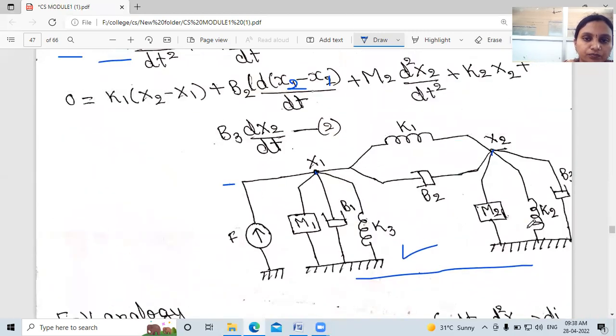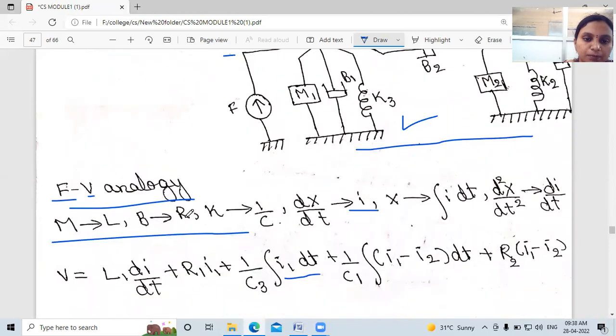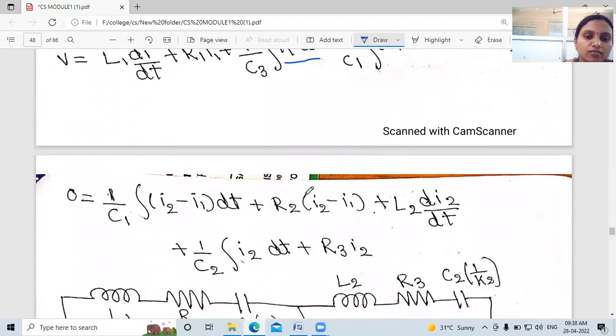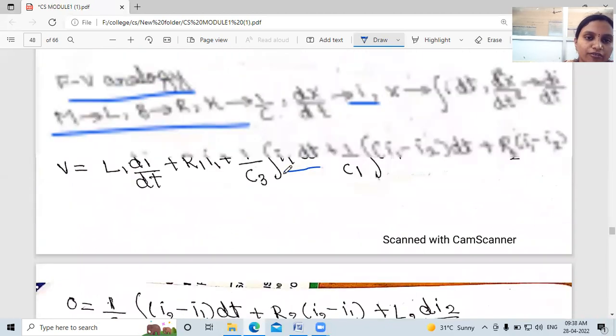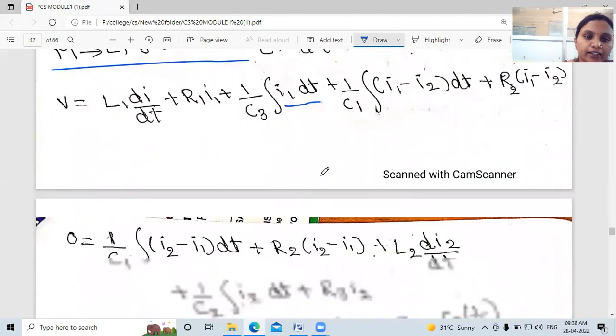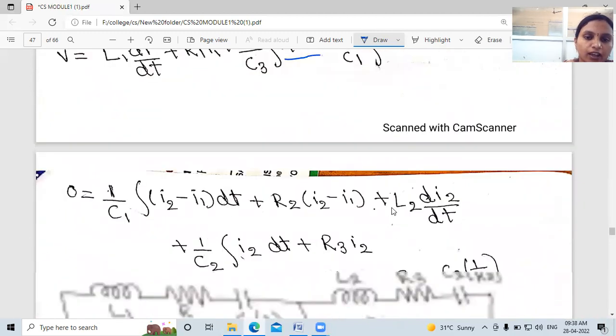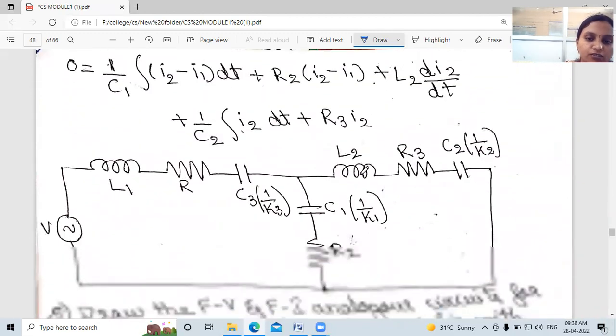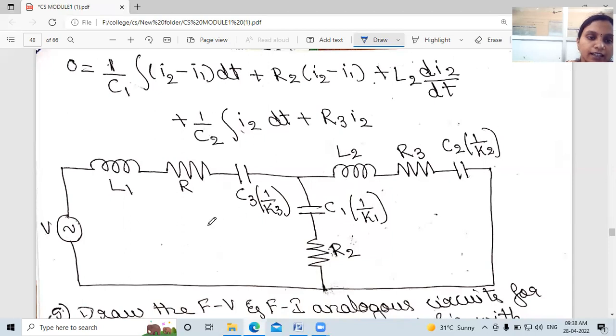Here B2 is replaced by R2, and K is replaced by 1 by C. So just replace the terms instead of m, b, k. After replacing, you'll get the two equations. By seeing those two equations, you need to draw the electrical network.